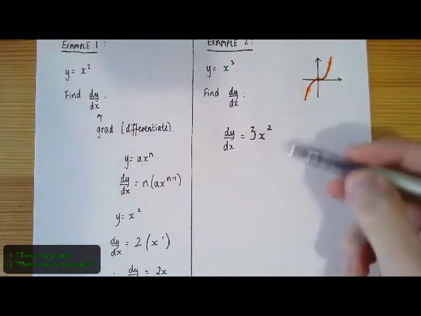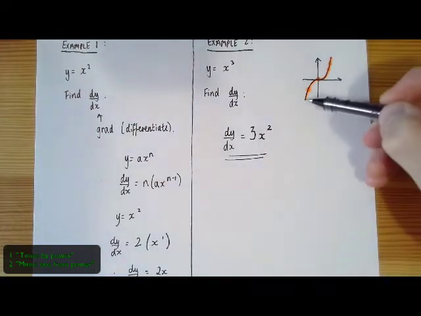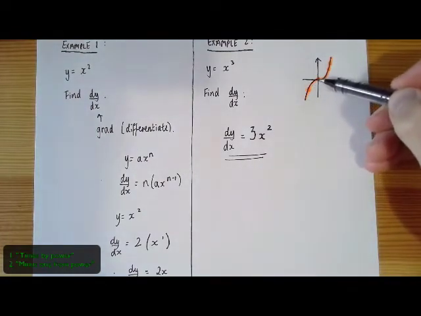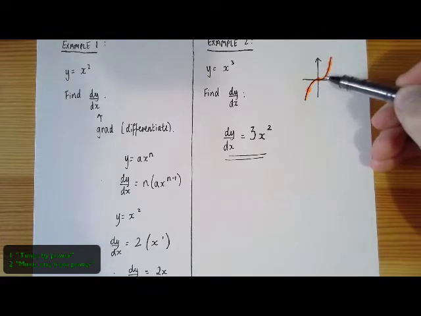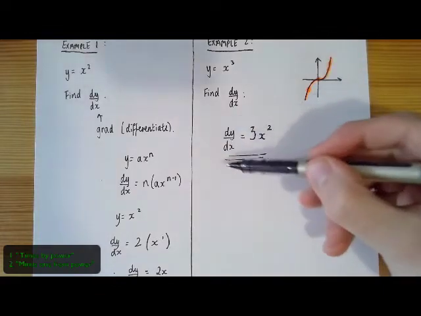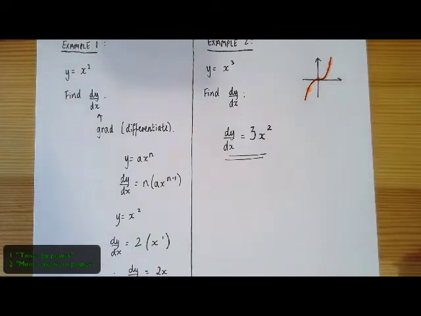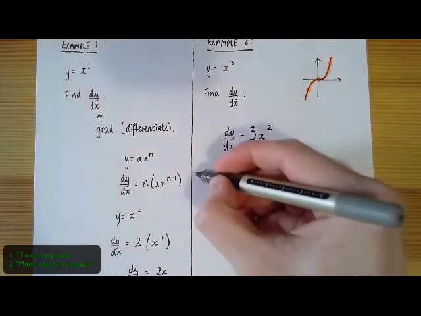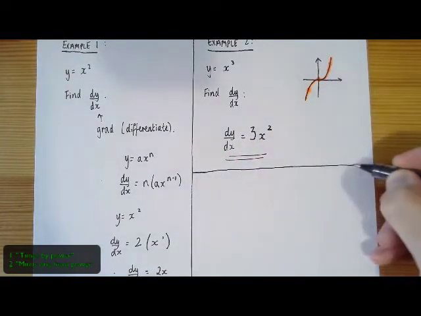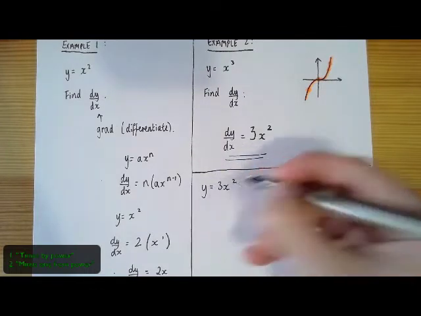And we can't get this any simpler, so that's my answer. So if I wanted to work out the gradient at any point along this curve, I would be able to slot an x value into this dy dx formula, and it would give me the gradient on the x cubed graph.